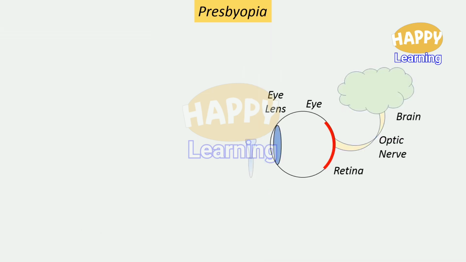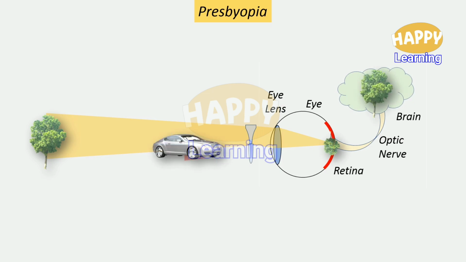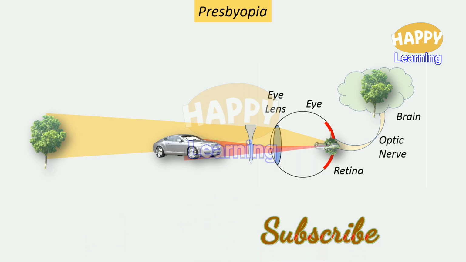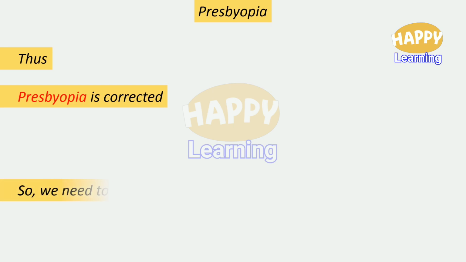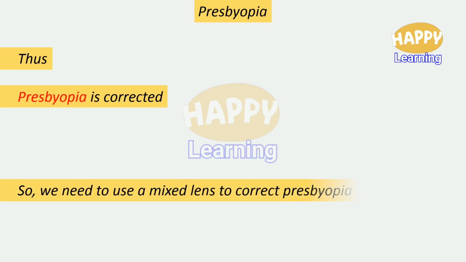Now, when a mixed lens is introduced in front of the eye, the rays coming from the distant object are passed through the concave part of the lens and are converged to the retina, giving a clear picture. When the rays are coming from an object at shorter distances, the rays are passed through the convex part of this mixed lens and then through the convex lens of the eye, giving a clear image. Thus, presbyopia is corrected. So, we need to use a mixed lens to correct presbyopia.